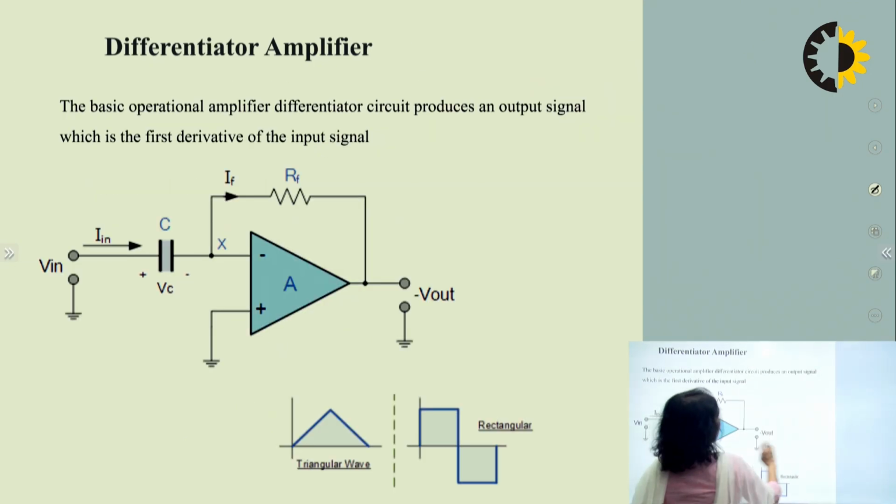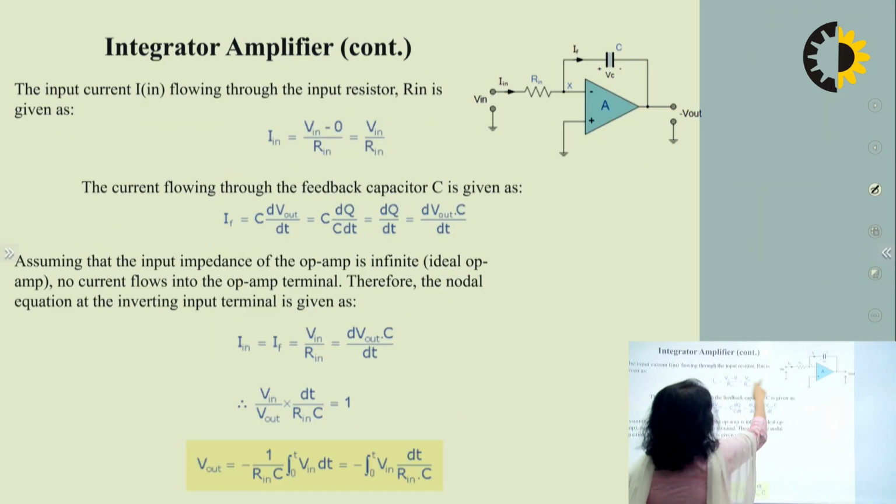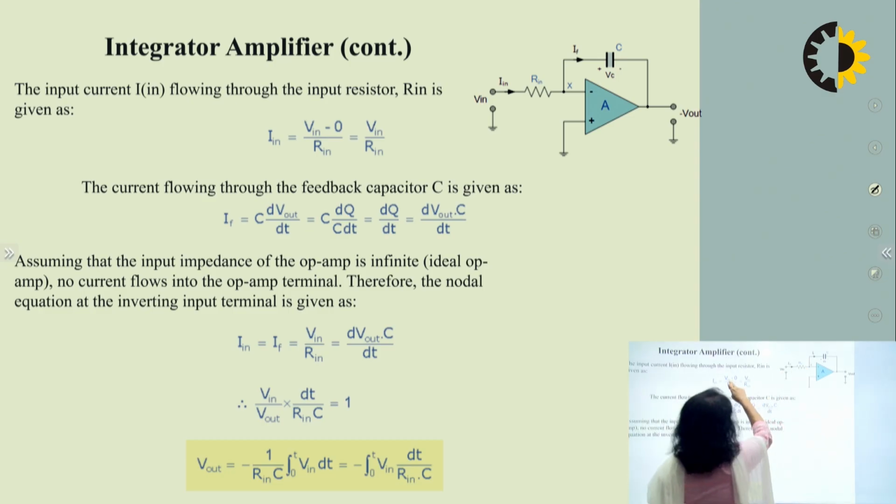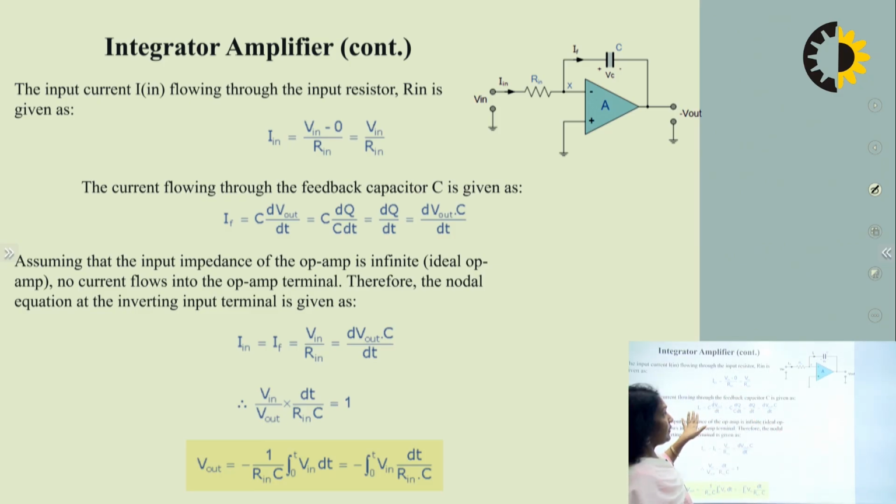So here again we will apply the KCL. I input will be equal to V input minus 0 divided by R input, and that will be equal to V input by R input. IF is equal to C dV naught by dt. How do we get C dV naught by dt? That is C dq by dt, and the current is nothing but the rate of change of the charge. So let me explain how we get this equation.